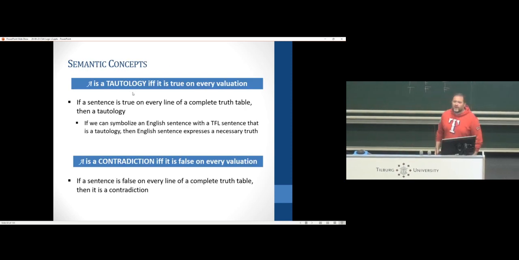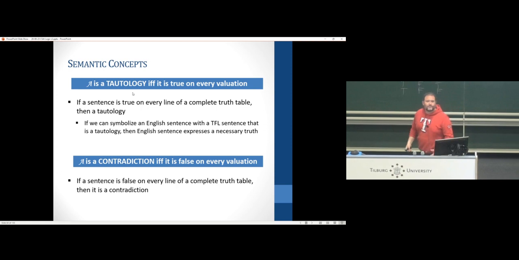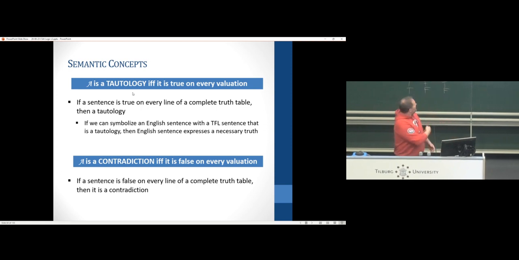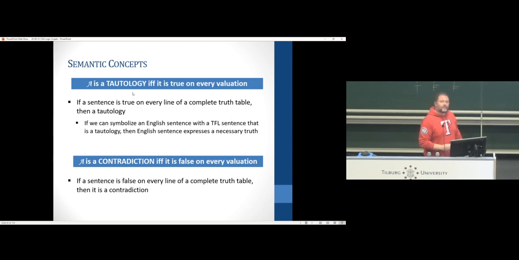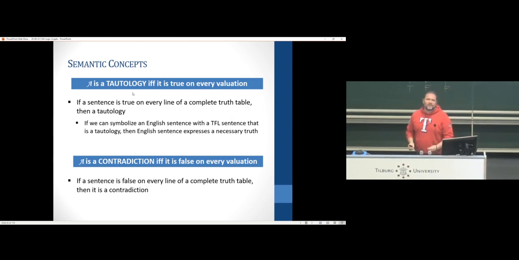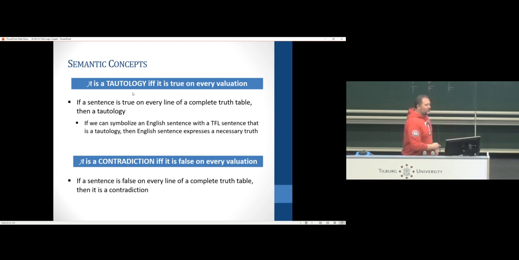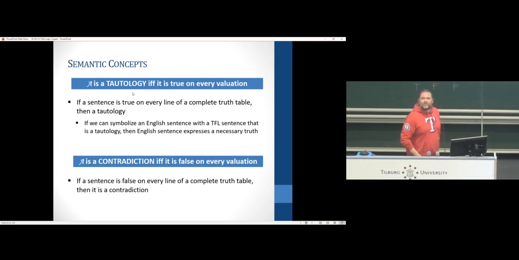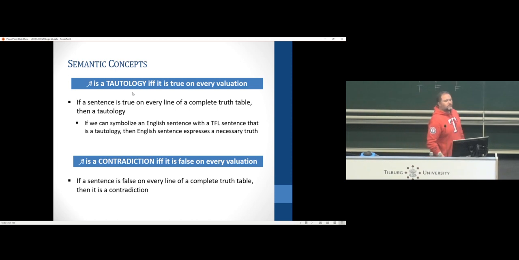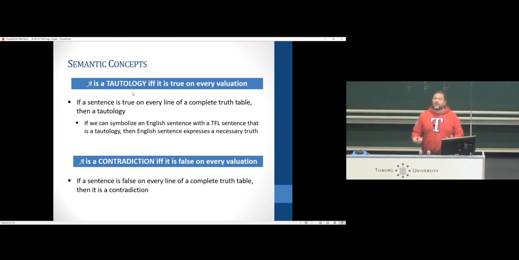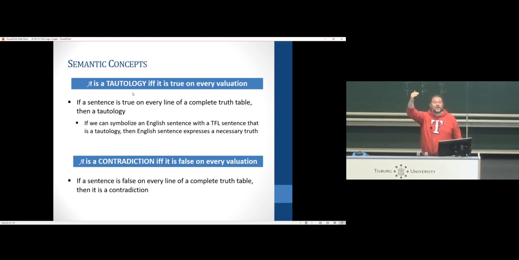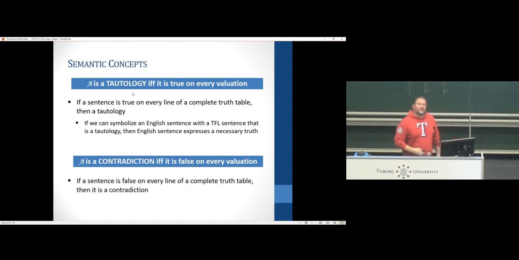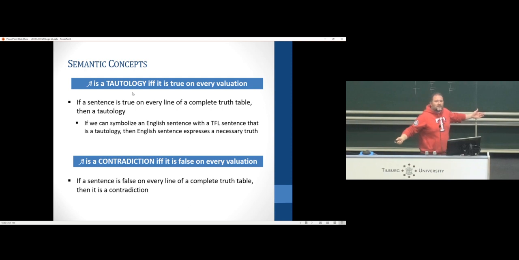Another notion we can define here is that of a contradiction. Now, this is a technical term, so this isn't your usual conception of a contradiction. We'll say a TFL sentence is a contradiction if and only if it's false on every valuation. That is, thinking about it in terms of our machinery, in every line of the table, the sentence gets an F. So have we seen a sentence that is a contradiction?